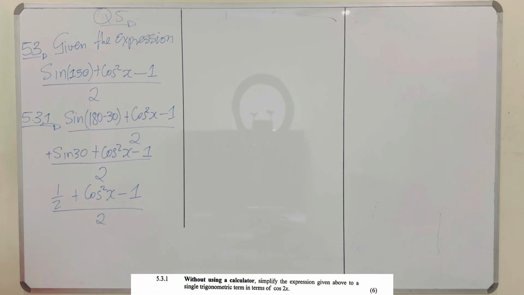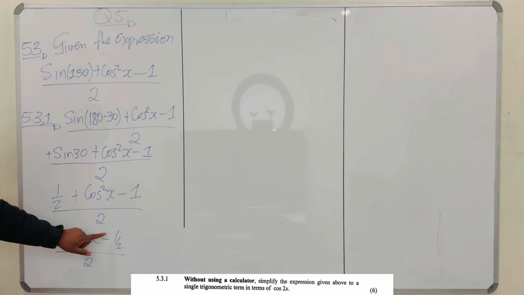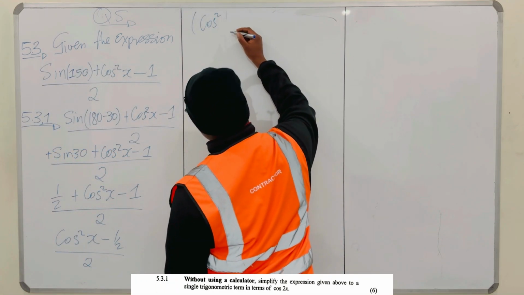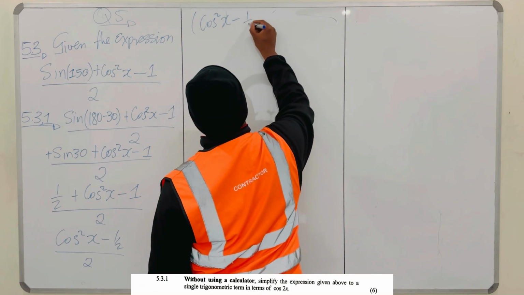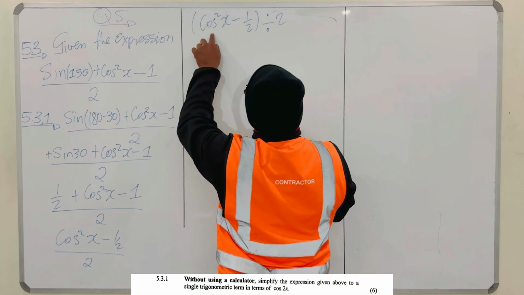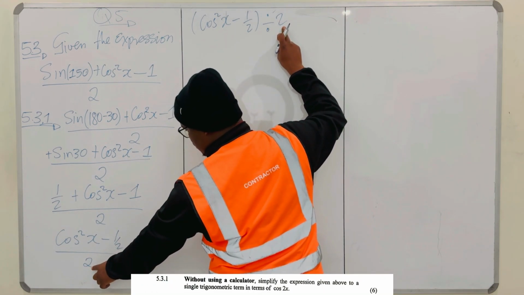This and that are like terms. You add them. So we are left with cos squared x half plus negative 1. That will be a negative half, all over 2. That's what we're left with. Right? So we can add these two, simplify at the top. So what we have at the top is cos squared x minus a half, divided by 2, which is this 2 here. So this is this part in the bracket, over 2 is that. Fine.